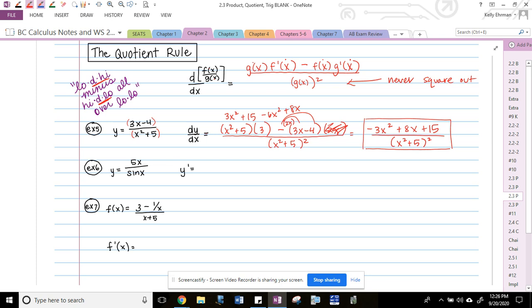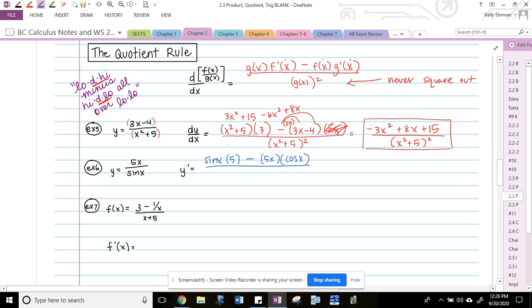Okay, our next one: low d high, minus high d low. Let's go over that again.